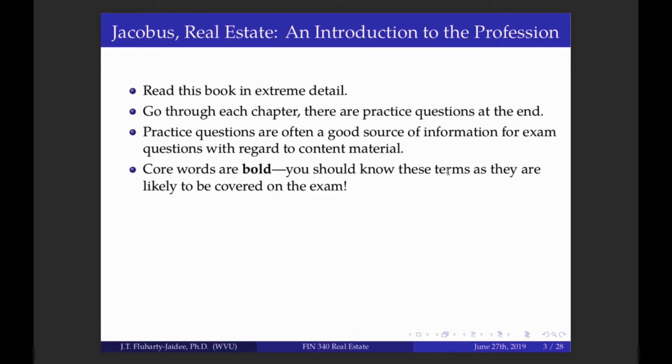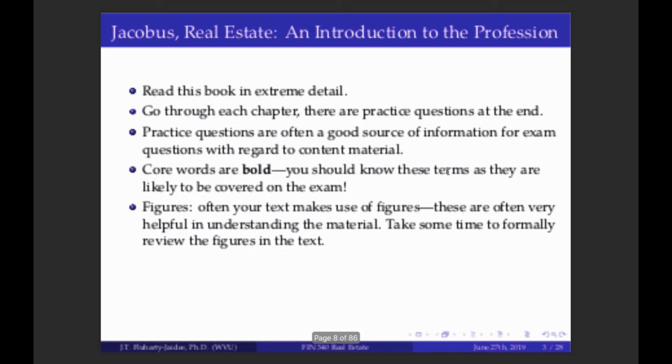So core words are also bolded in this text, so you should probably know those. They will be a source of questions for the exam as well, whether you can understand the key terms and legal terms used for the real estate profession as I described in the syllabus.